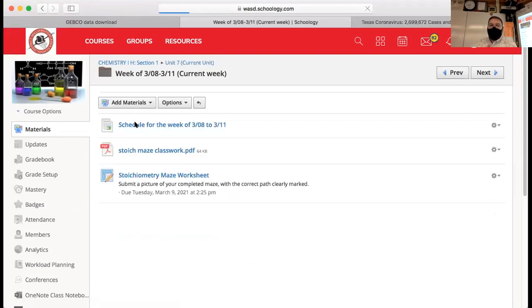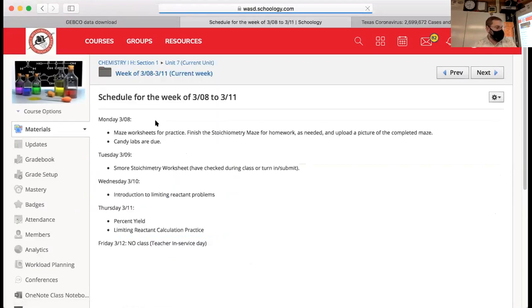Then in the folder for this week, 4-day week this week, the first thing that's in there is the thing that says Stoichiometry Maze classwork, and then there's a submission spot for the Stoichiometry Maze worksheet. So here's the deal: on the front side of that, if you pick one up on the way in, there's one that says Stoichiometry Maze Level 1. We're going to work through that together, and then on the back, there's one for you to practice.